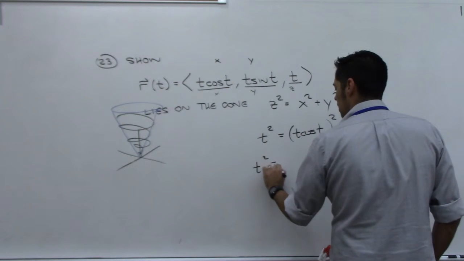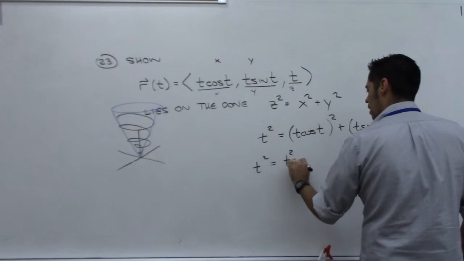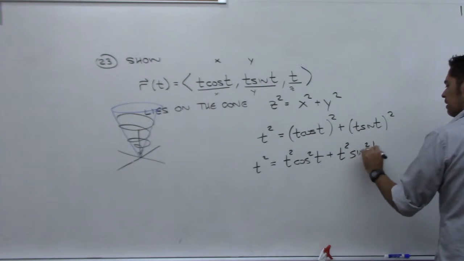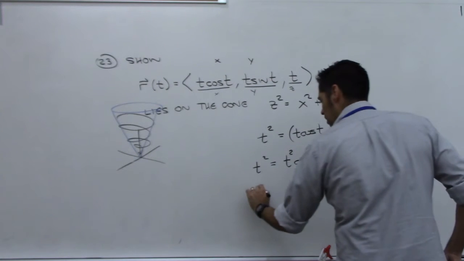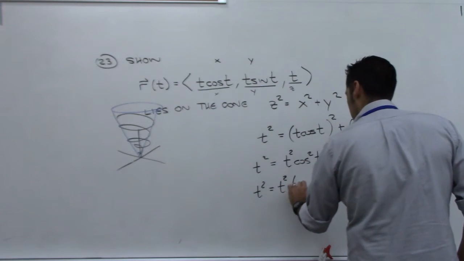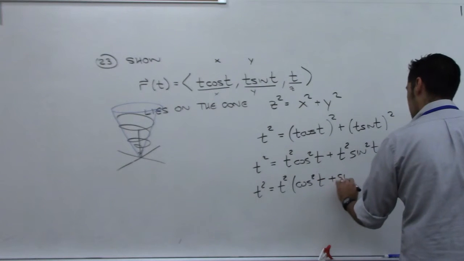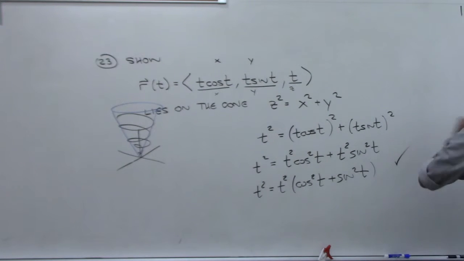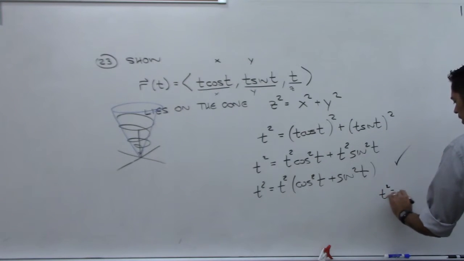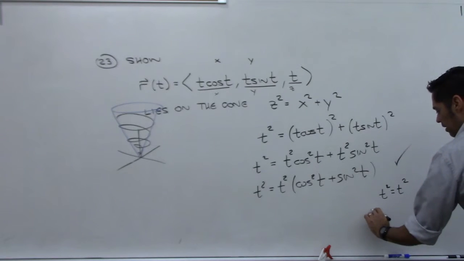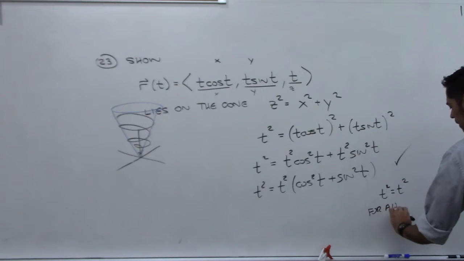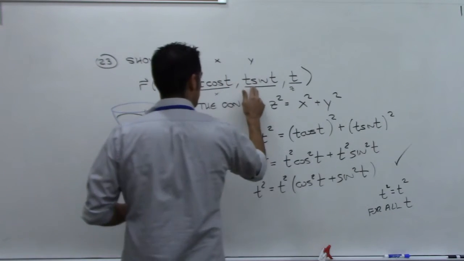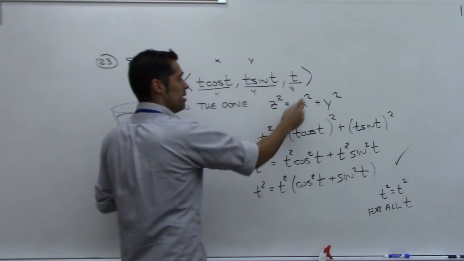So this is t squared equals, now I'm going to square this, t squared cosine squared t, plus t squared sine squared t. These both have a t squared, so factor out a t squared, left with cosine squared t plus sine squared t. But this is equal to 1, so you get t squared equals t squared, which checks out. That's true for all t, which means no matter what t I pick, I'm going to satisfy that equation, which means I'm going to live on that cone.